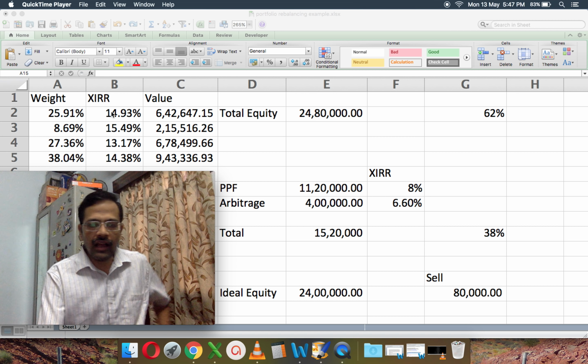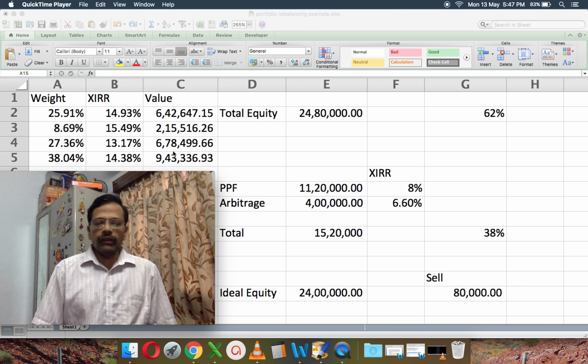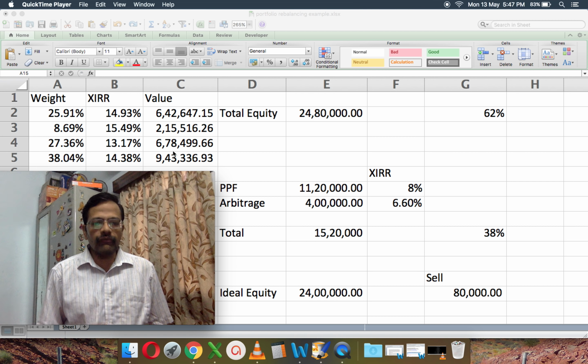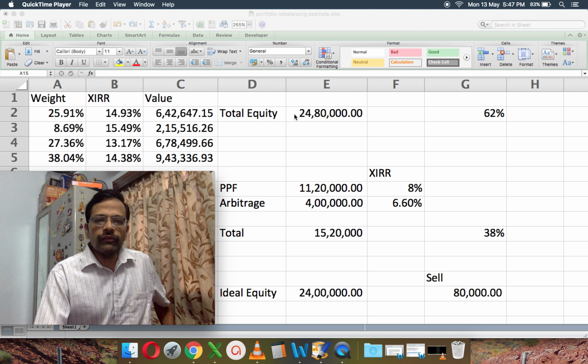And these are the annualized returns or the XIRR as on date. Whenever you want to do a portfolio review, you must have these numbers before you in tabular form. Otherwise, it's very difficult for you to do it. So out of 40 lakhs, 24.8 is in equity. The remaining is in fixed income.